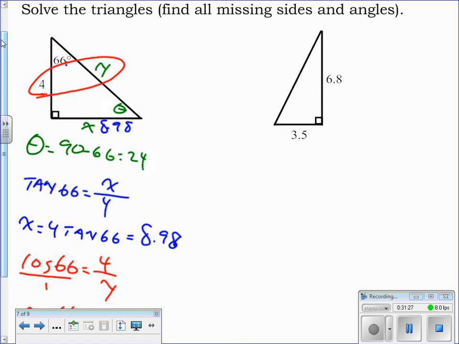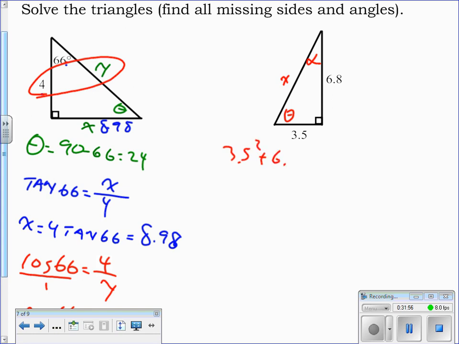This one's a little harder. I need to find x. I need to find theta. And I like to use alpha. If I have another angle that I have to look for, I like to use alpha for that angle. Alpha and theta. Okay. So I don't have an angle, so I can't set up my trig function. Well, x is easy. X I get using the Pythagorean theorem.